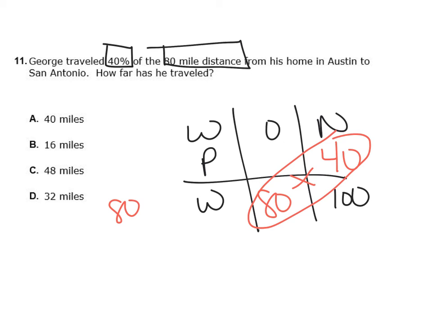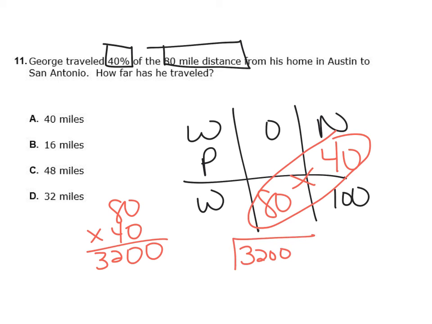So 80 times 40, 0, 0. 8 times 4 is 32. So it's 3,200 divided by 100. So your answer is going to be 32. So in this case, it's going to be 32 miles that they traveled.